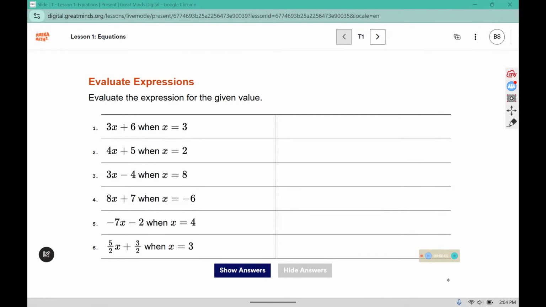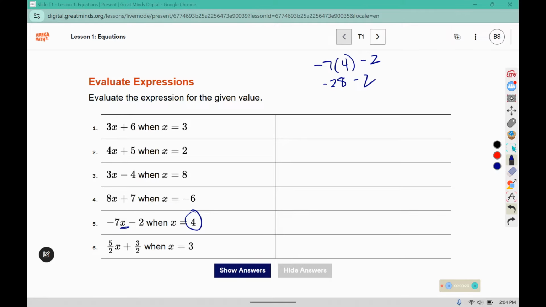Evaluate the expression for the given value. So we're replacing the x value with the number. -7 times -7 times 4 is -28. And then -28 minus 2 is -30.